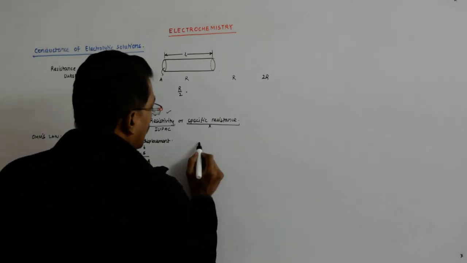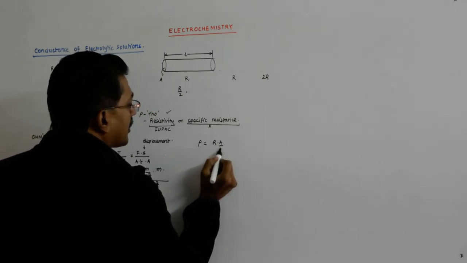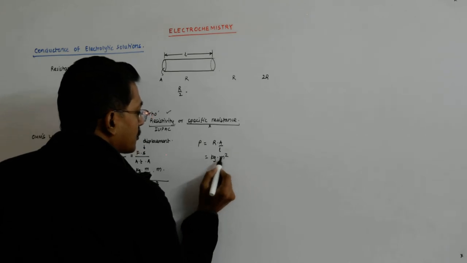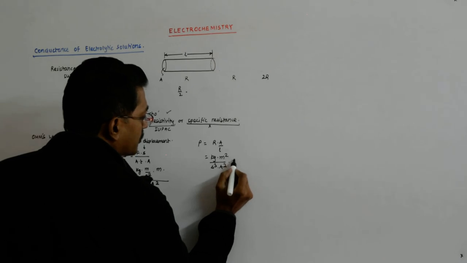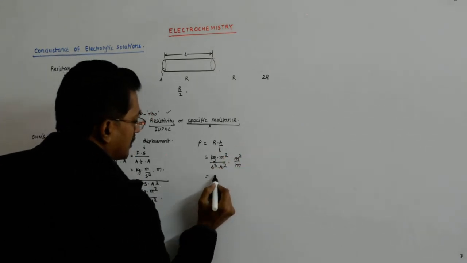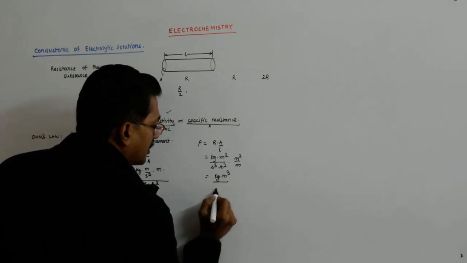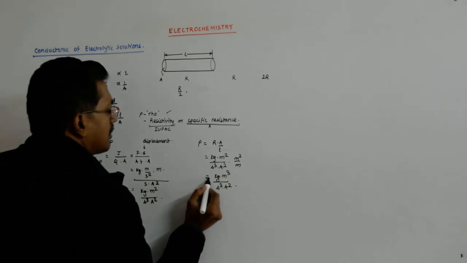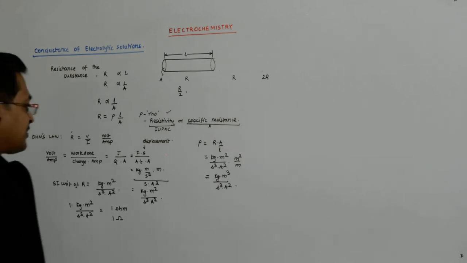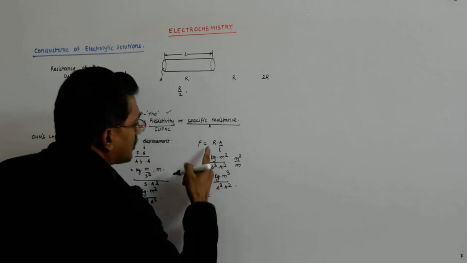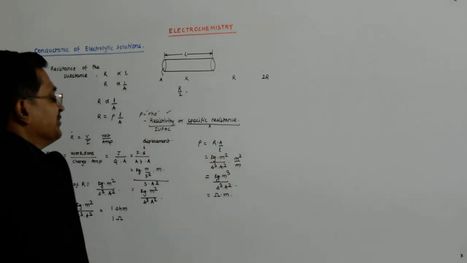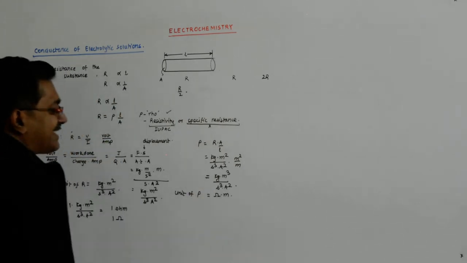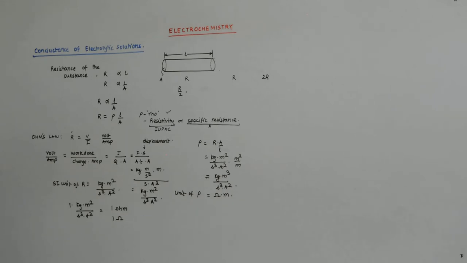Now, what is the unit of rho? Rho is R into A upon L. So its unit is kg meter square per second cube ampere square into meter square upon meter. That gives you kg meter cube upon second cube ampere square. You can also call it ohm meter. So the unit of rho, that is the resistivity, is that.